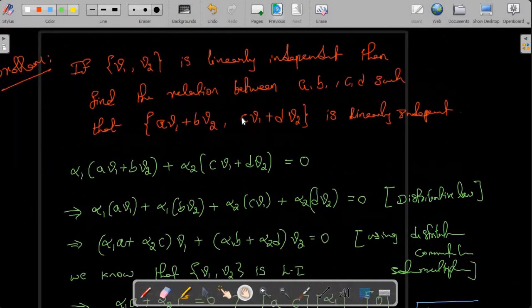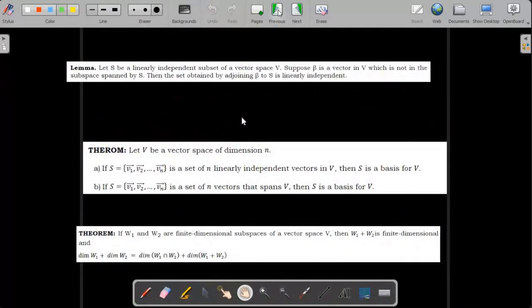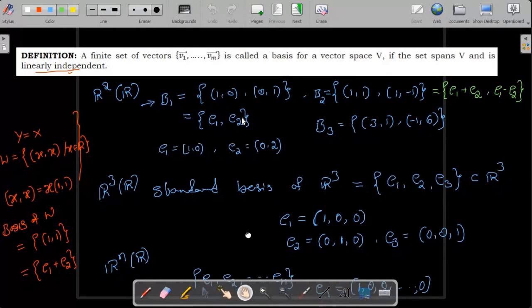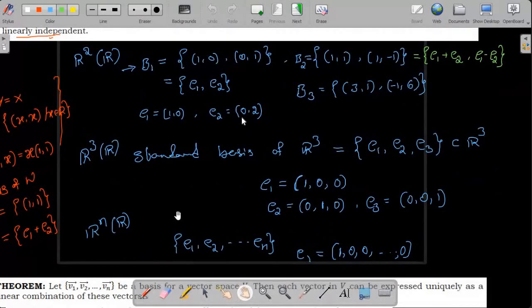So now if one set is linearly independent, by taking elements in that set itself, you can create a new set which becomes linearly independent. But you need to make sure that in whatever linear combinations you're writing, the first combination is independent from the second combination. That is how you need to write. You need to write in such a way that the first element is not dependent on the second.